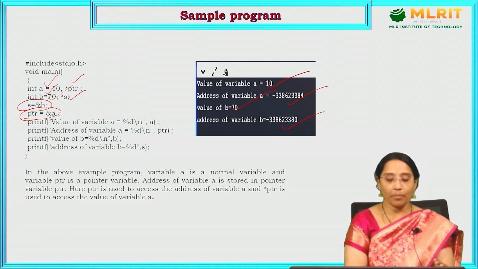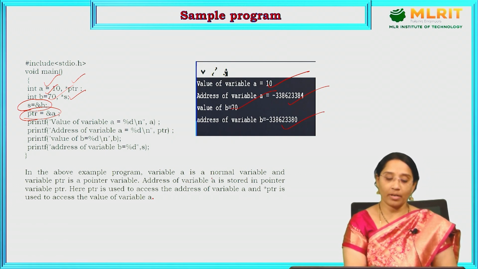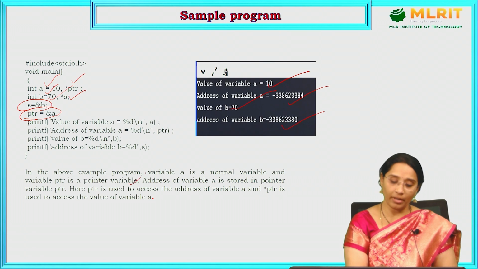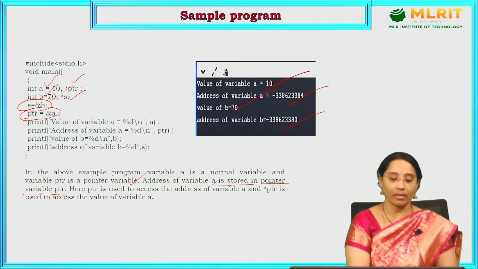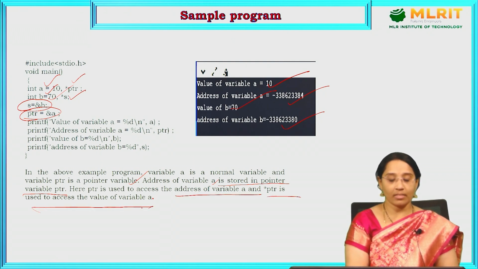So, in the above example program, variable A is a normal variable and variable PTR is a pointer variable. The address of variable A is stored in the pointer variable PTR. Here PTR is used to access the address of a variable and *PTR is used to access the value.